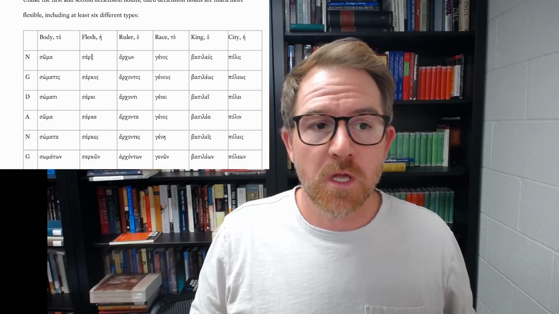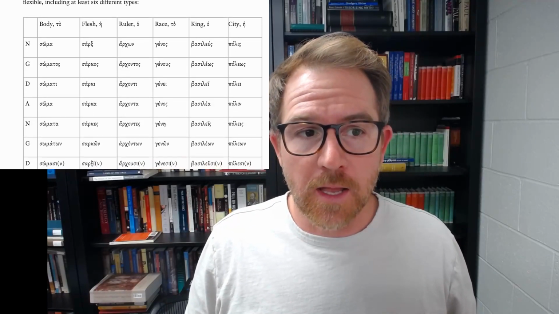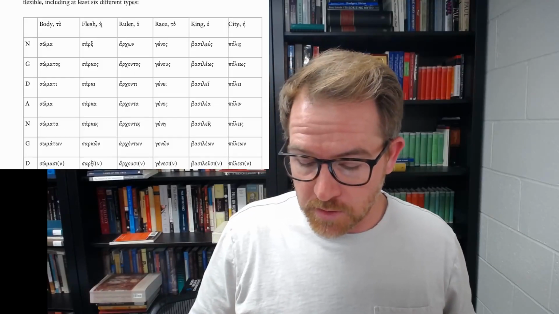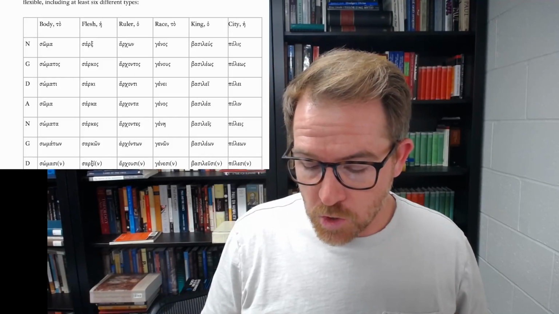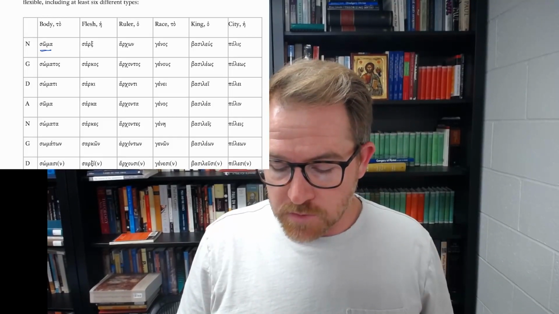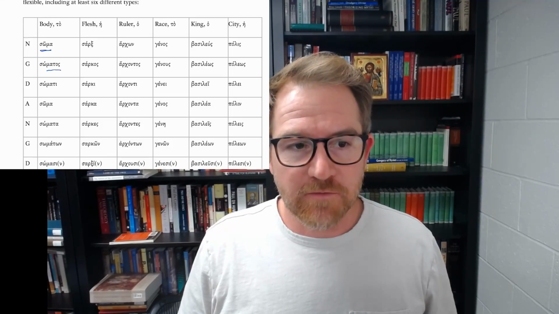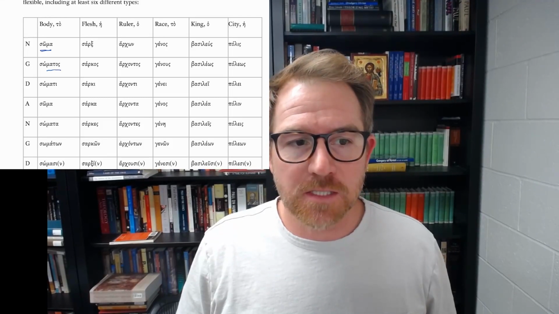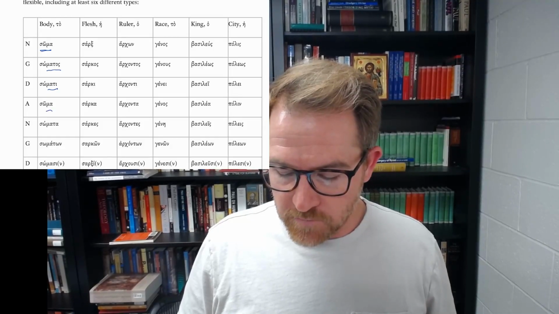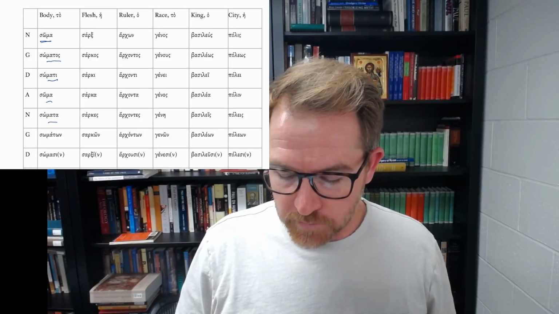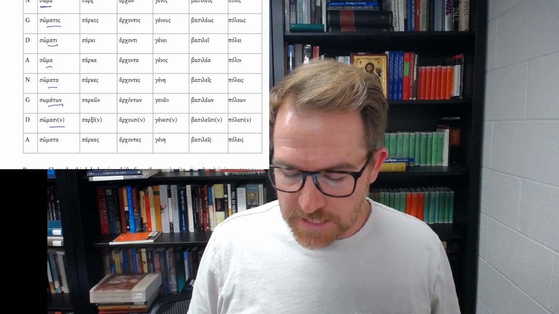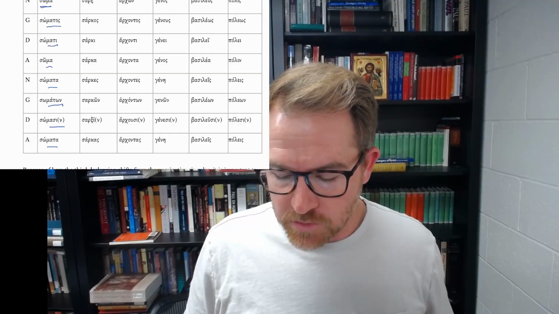For example, the neuter noun body, soma, an important word in the New Testament, particularly when it comes to the letters of Paul. Soma, body, in the genitive becomes somatos. So you have that fairly longer ending: matos, mati in the dative, ma in the accusative, mata in the nominative plural, maton in the genitive plural, masi in the dative plural, and mata in the accusative plural.